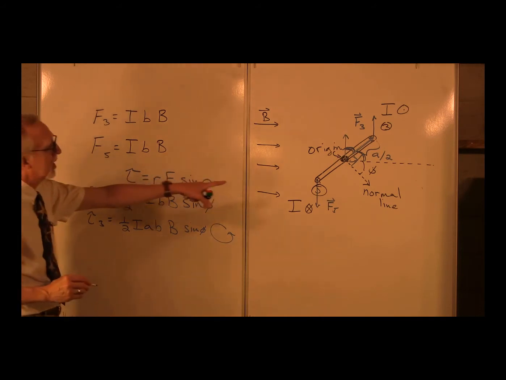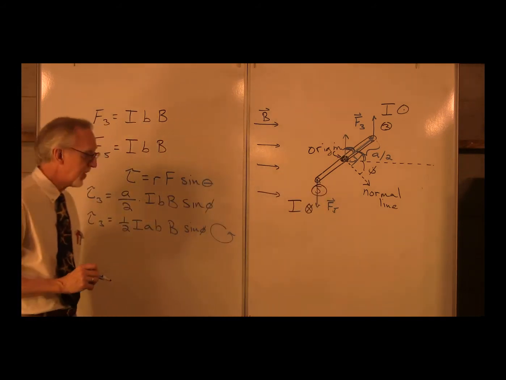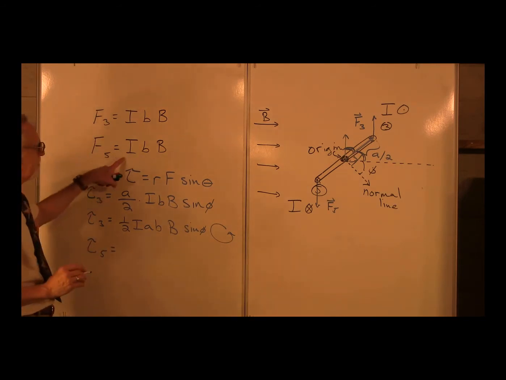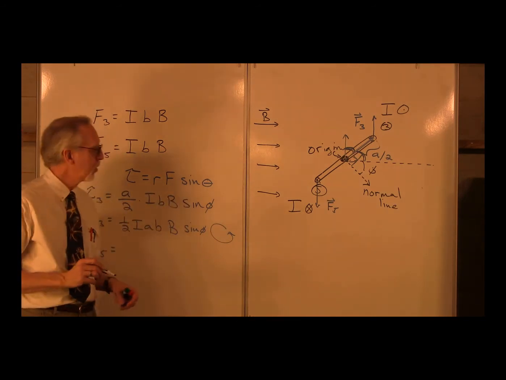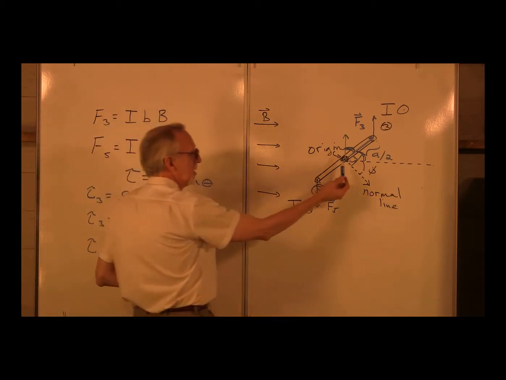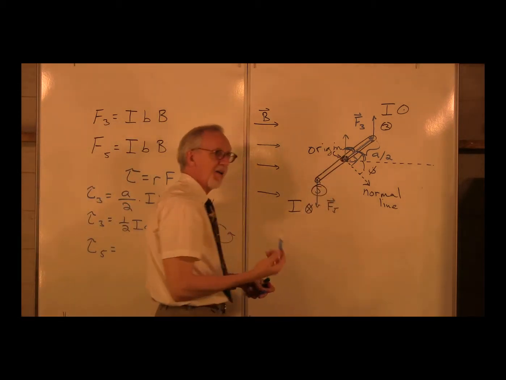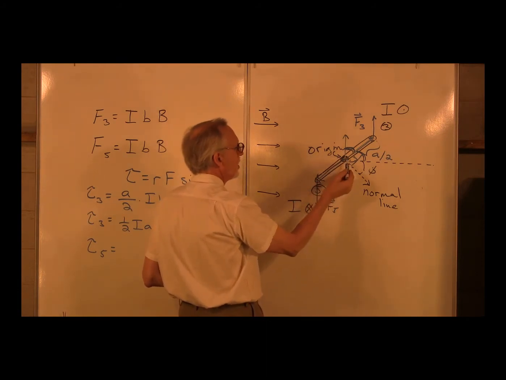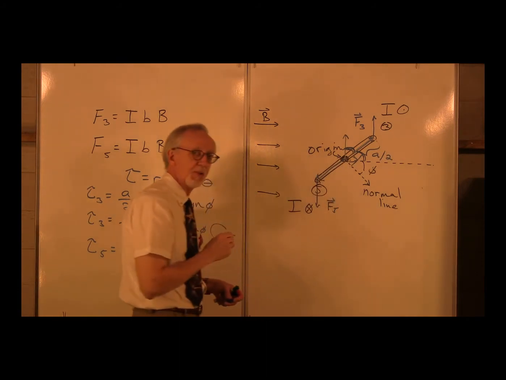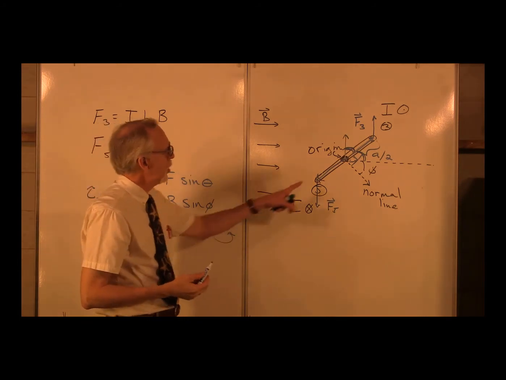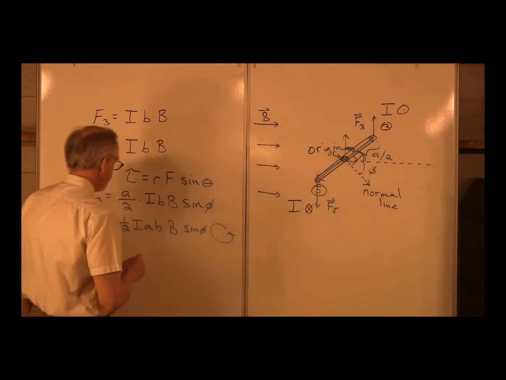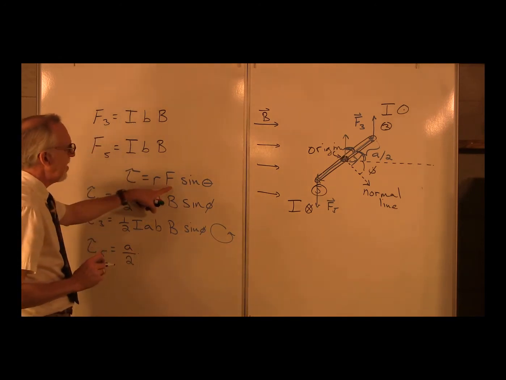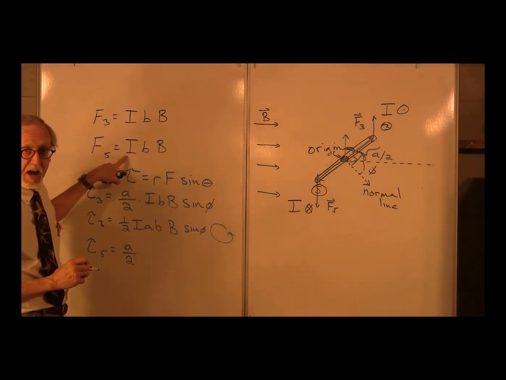What about the torque due to force 5? What is tau 5? Well, we have to apply r F sine theta again. What is r? Using the same origin, we have to use the same origin. r will be the distance from the origin to the point where the force is applied, F5 in this case, which is again a over 2. So r is a over 2, times F. The force is again I b B.